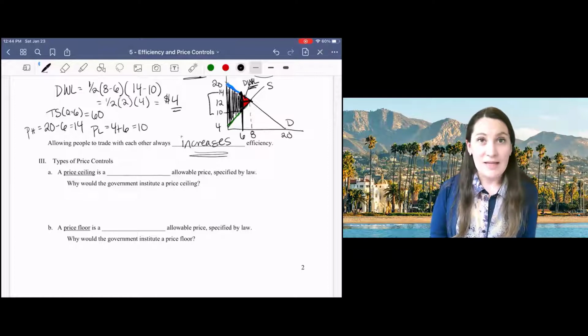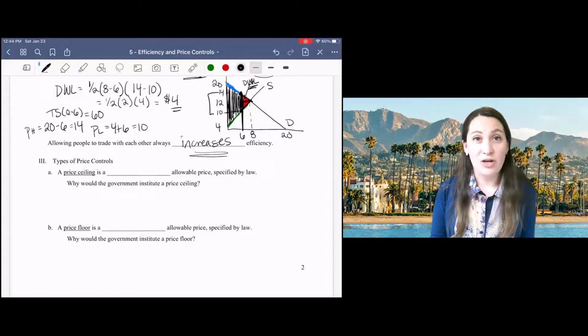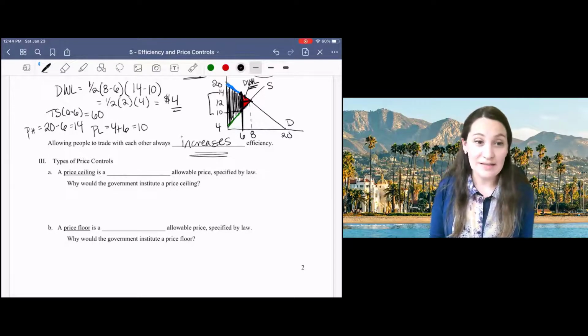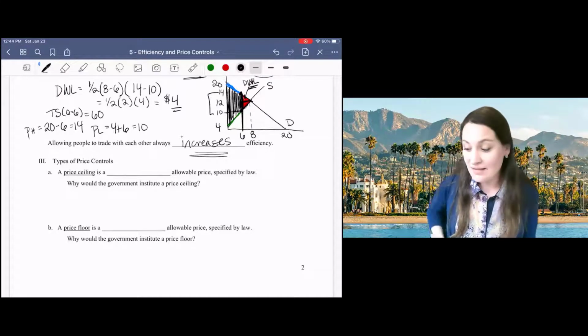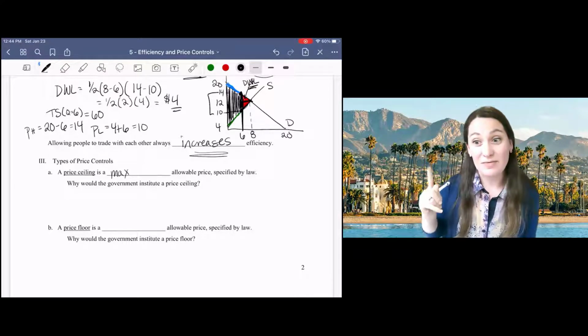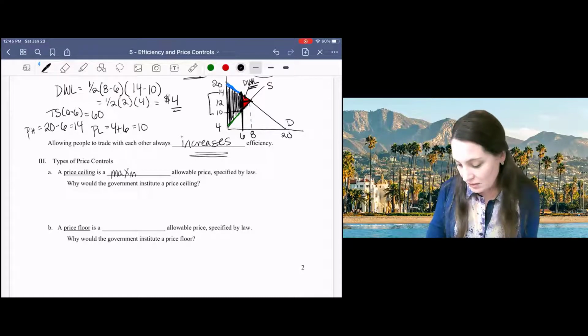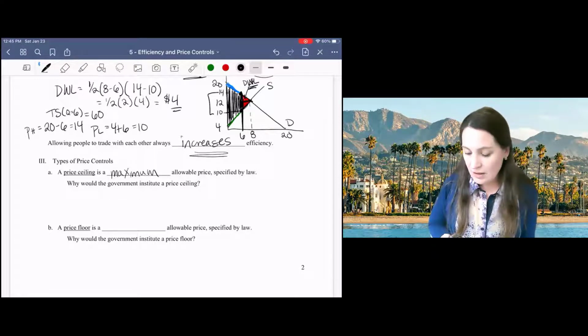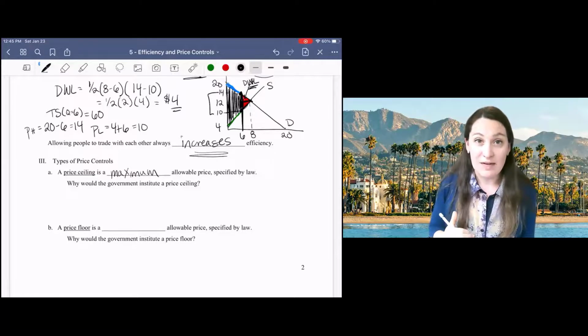We'll begin with a simple regulation called a price control. Price control is just a law that says that the price has to stay within a certain range of prices. Typically, price controls take two forms: price ceilings and price floors. A price ceiling is a maximum allowable price. Remember, you can't go above the ceiling. When we have a maximum allowable price, it caps how high the price can go.